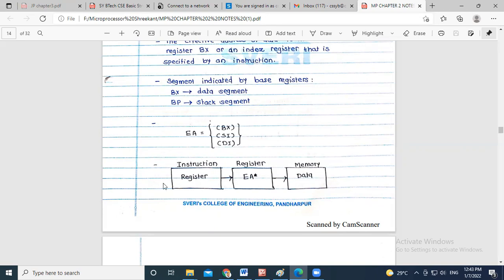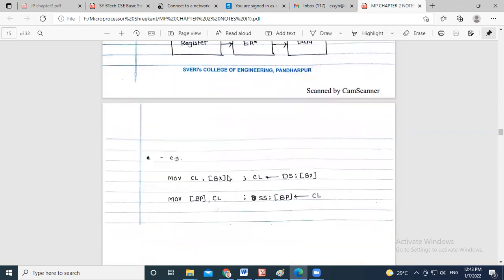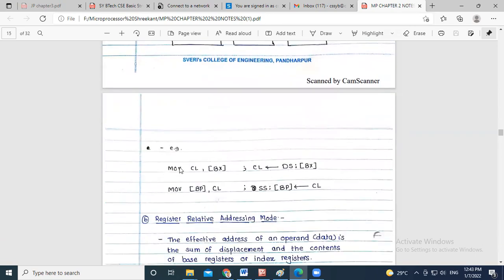It is very important, please concentrate on this. Okay, yes. So for example, there is a move instruction with a CL register. Here there is one register which can hold the address of another value, the data that is going to be transferred to the CL register.